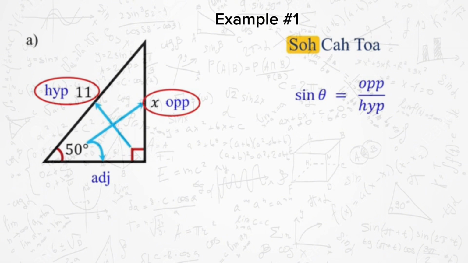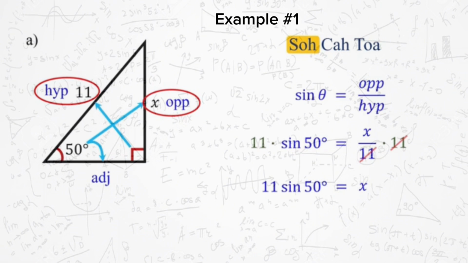Then, identify the trigonometric function that relates these sides. Using SOHCAHTOA, it is the sine function that relates the opposite side with the hypotenuse, right? So, the sine of 50 degrees is equal to x over 11. Now, all we need to do is solve for x. Multiply both sides by 11. This cancels out and we get x is equal to 11 times sine of 50 degrees.